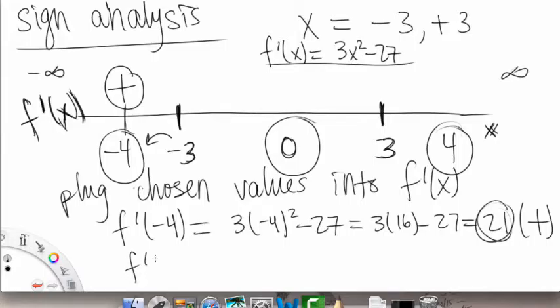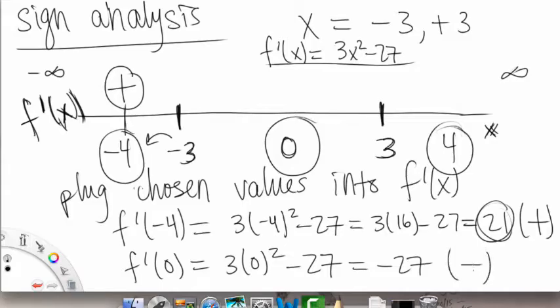So now we'll do f prime of 0. This one's always fun. So we just plug in a 0 there. And then we have minus 27. So this turns out to be a negative 27, which happens to be a negative number. So we're going to put a negative sign right above that 0. Okay? And now lastly, we're going to plug in a 4, and I'll continue this on the next slide.